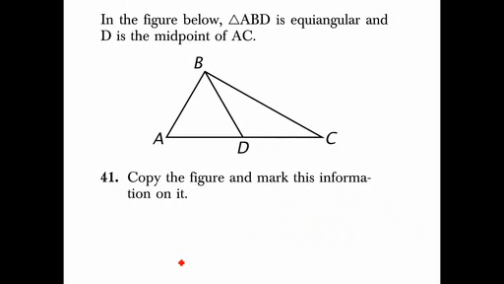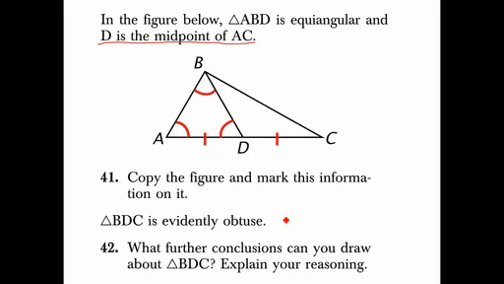Another picture here, and again, this is one of those overlapping triangles, which sometimes gives a little bit of trouble. This time they'd like you to copy it and mark that information, that it's equiangular. And how could you mark that D is the midpoint of AC? Sure, that would be a good way to do it. Now, this is not a real long problem here, but what other conclusions can you draw about BDC, this triangle, with an explanation? What else is true about it? So pause and think about the theorems presented in this lesson.